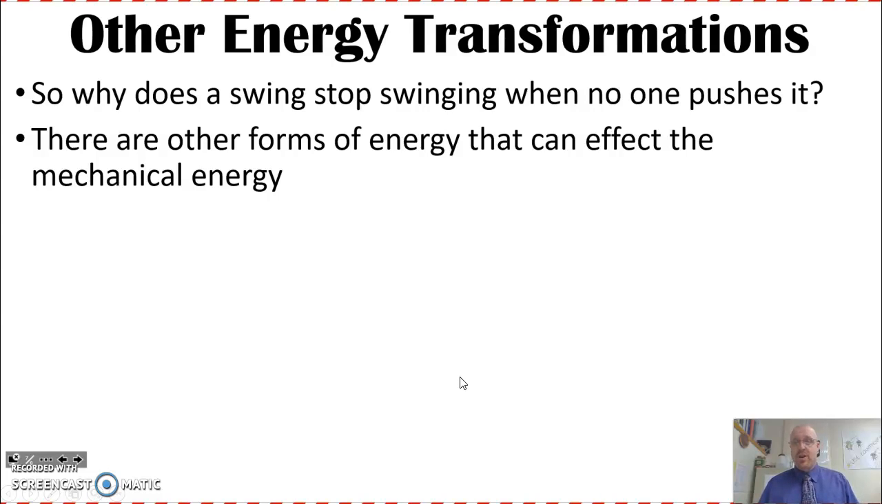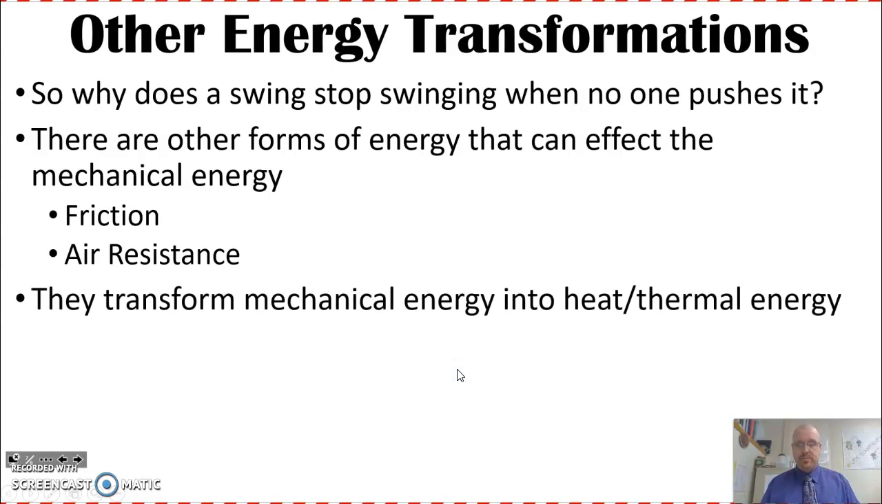And so there are other forms of energy that can affect the mechanical energy. Again, mechanical energy only deals with potential and kinetic energy. But yet the other forms of energy are affecting that mechanical energy, and the main one that we deal with daily is friction. Also, we have air resistance. Any object that moves through the air encounters air resistance. And what they do is they transform mechanical energy into heat or thermal energy. So it takes away some of that energy, which is why a roller coaster won't run forever, or a swing won't swing forever.